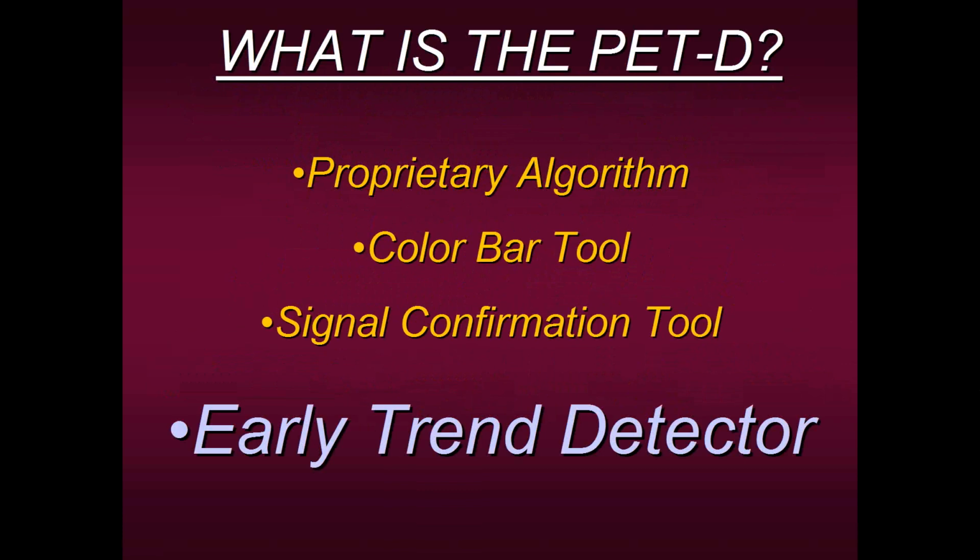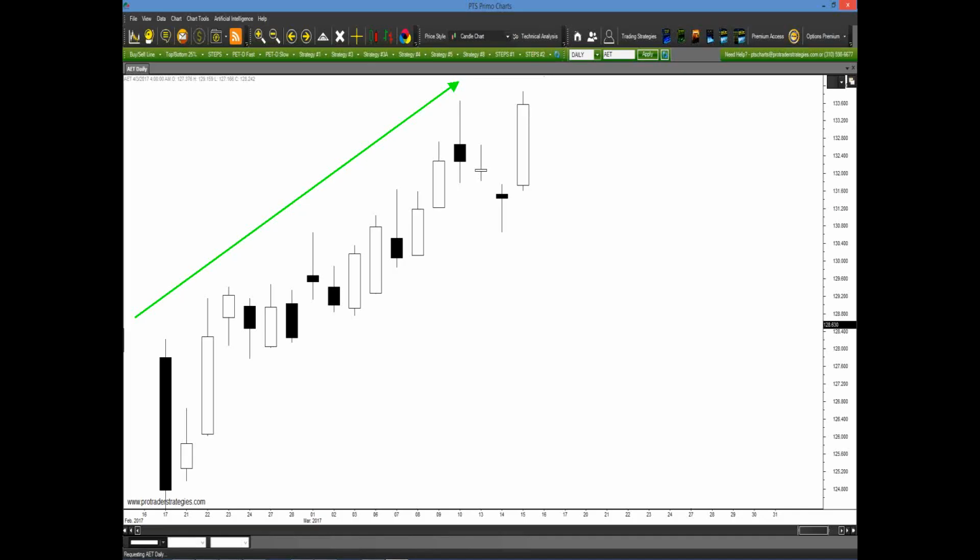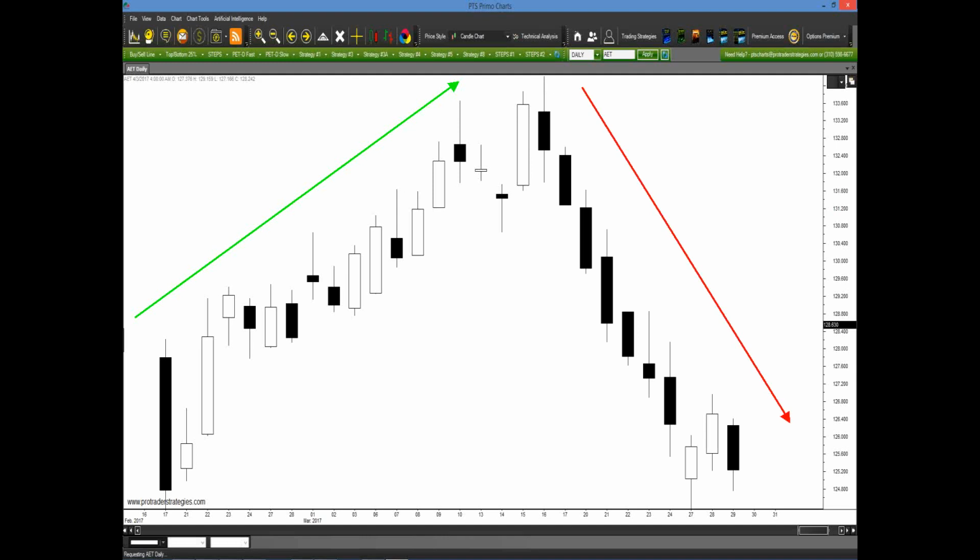So let me show you an example here. Let's look at this example in Aetna, okay? As we can see, obviously in hindsight, the trend was up, okay? But then look what happened. On a dime, it changed and went immediately lower.